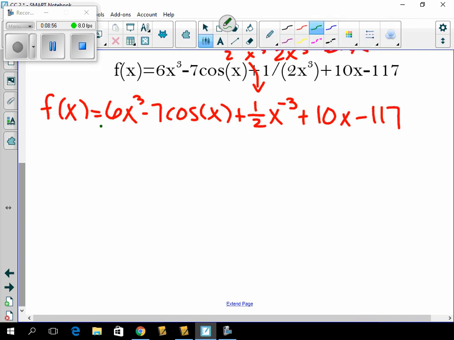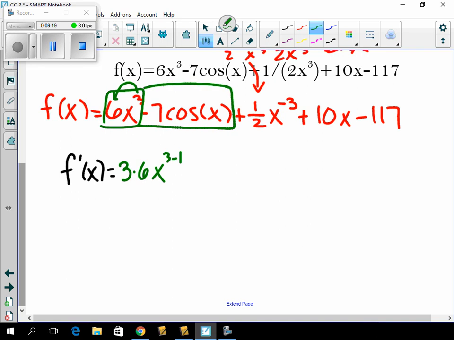Let's first focus on 6x cubed. When I'm looking at my derivative, let's write f prime of x equals the derivative of 6x cubed. Remember, bring down the 3: 3 times 6, x to the 3 minus 1. It's as simple as that. Negative 7 cosine x: when I have that constant in front of it, it just stays. So negative 7 times negative sine of x.